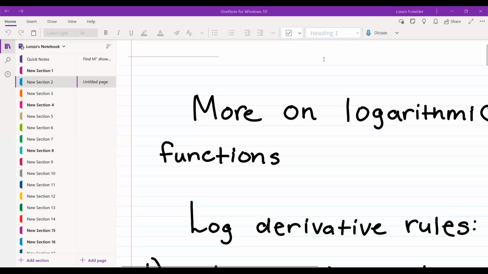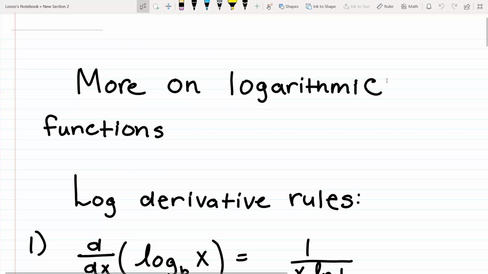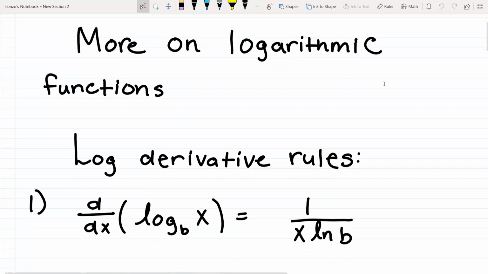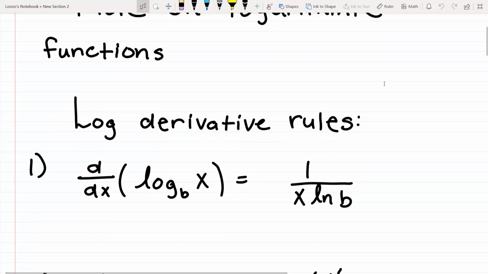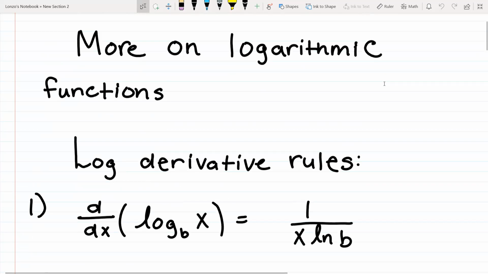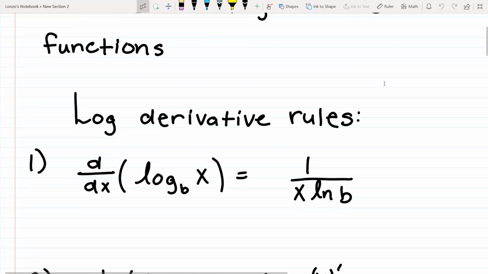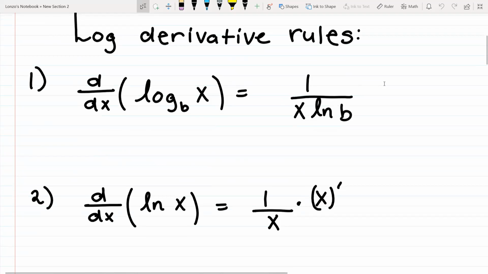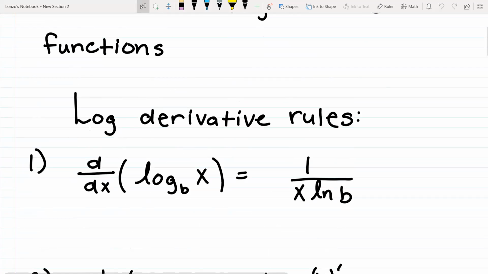Hello, in this section, I will do a few more problems involving logarithmic functions, chain rule, and power rule. So we're going to do more derivatives involving logarithmics. If you haven't seen my video on logarithmic differentiation, go ahead and check that out before you do these problems, because it'll make it easier. But let's just review some common log derivative rules.